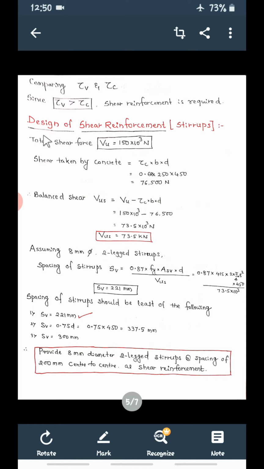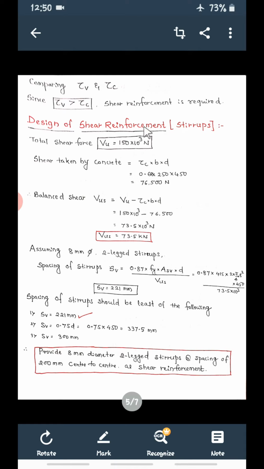Okay, so the next step is design of shear reinforcement, that is in the form of stirrups. We are going to provide stirrups. They are going to act as shear reinforcement. Now in this step, remember already, what is the total shear force Vu? That is 150 into 1000 Newton, the shear force you have to consider.